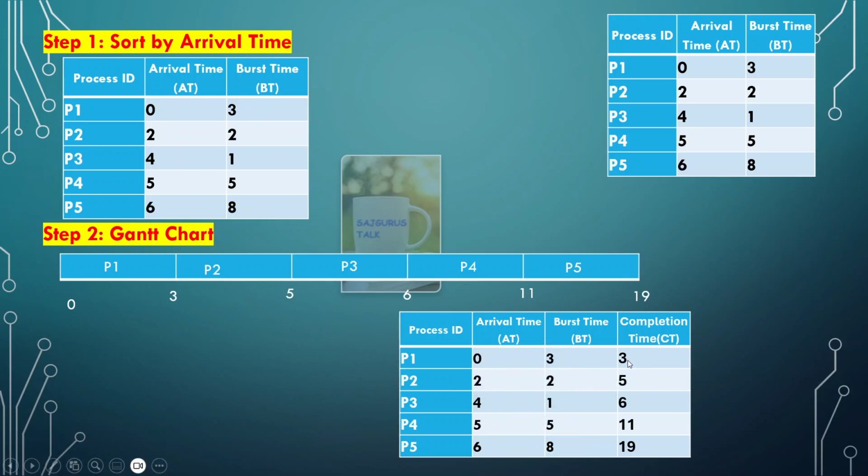Now, we know that the completion time can be calculated from the right side of the Gantt chart. So P1 completion time is 3 milliseconds. P2 completion time is 5 milliseconds. P3 completion time is 6 milliseconds. Likewise, P4 completion time is 11 milliseconds and P5 completion time is 19 milliseconds.